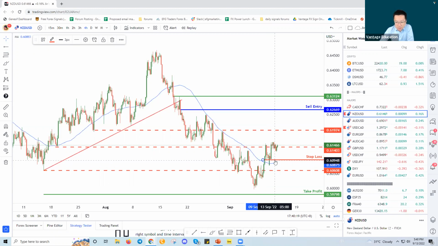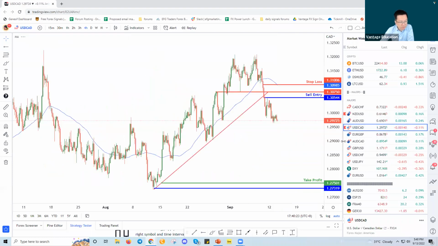Any questions? Okay, if not, then the next one, USD/CAD. USD/CAD is actually an example that is happening right now. Trend line, again, good strong trend line towards the upside.